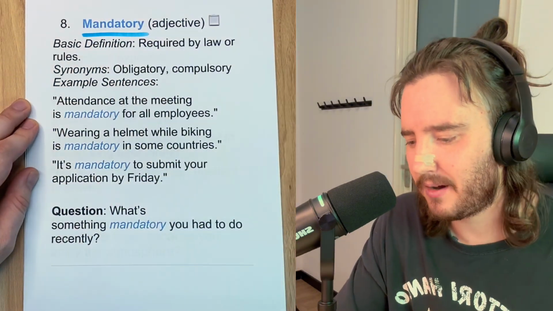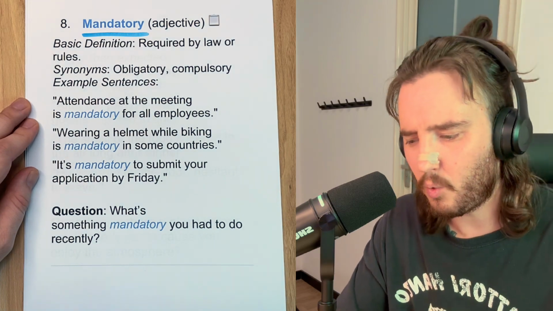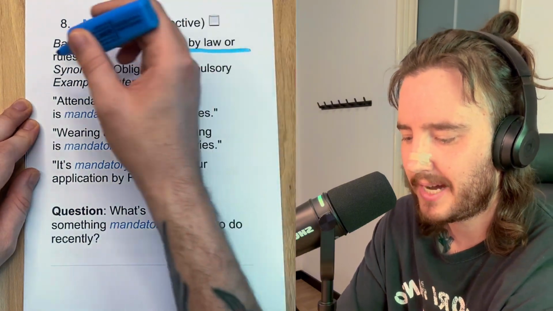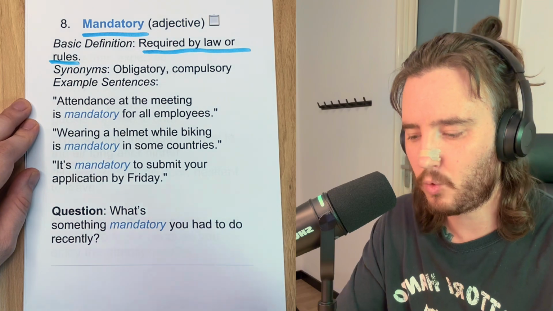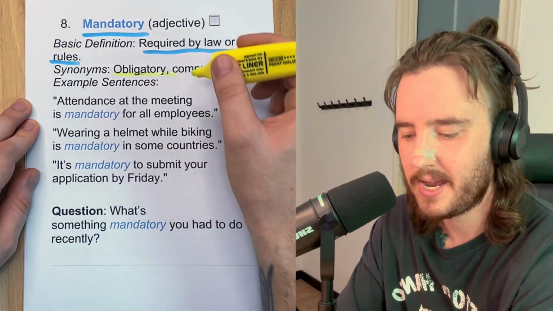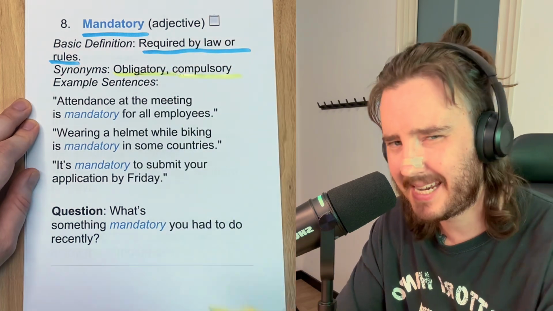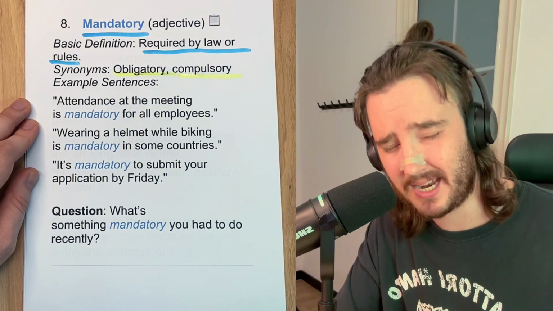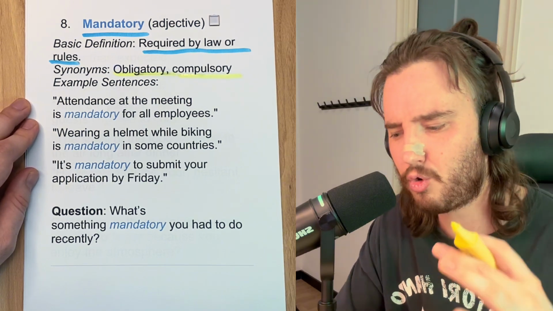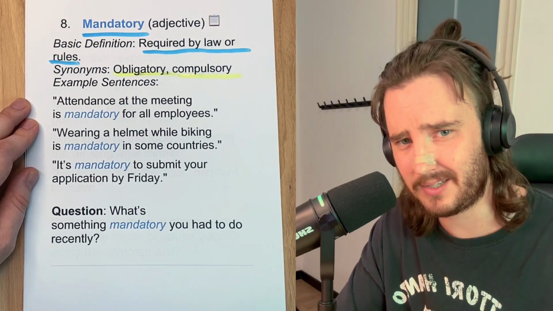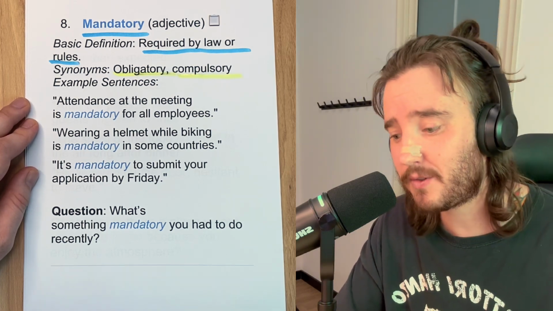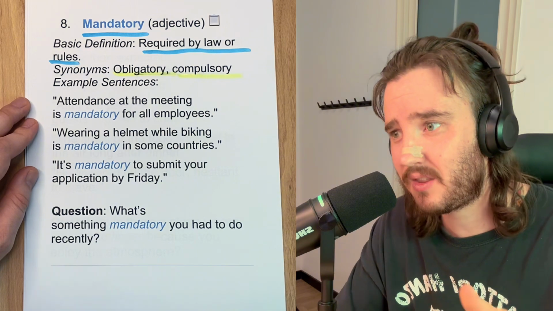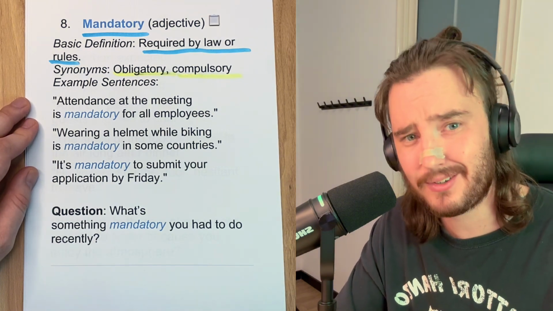Vocab word number 8. We are almost at the end of today's vocab builder list. What is mandatory? What does that mean? It's an adjective that means required by law or rules. In other words, something that's obligatory, something that's compulsory. Now, you guys might not know these words either. Another synonym might be necessary. If something is necessary, required by the rules or the laws. Like the law says you have to do this thing, so it's mandatory. The rules say that you have to do this thing, so that thing is mandatory, right?